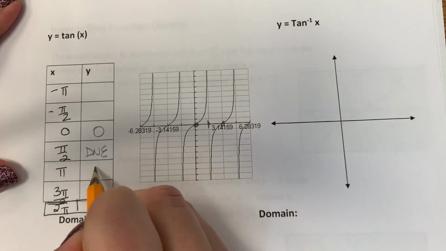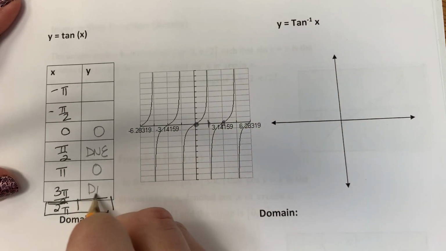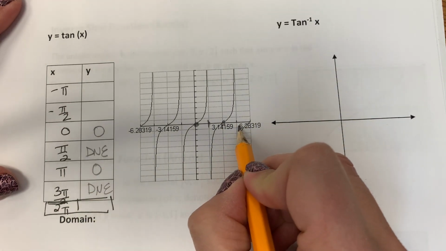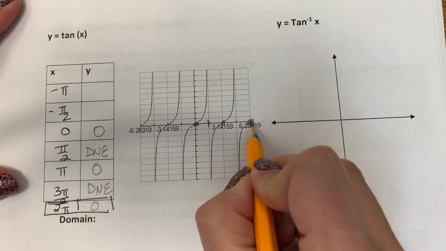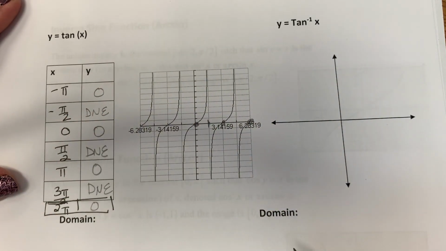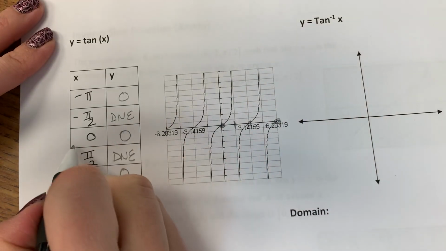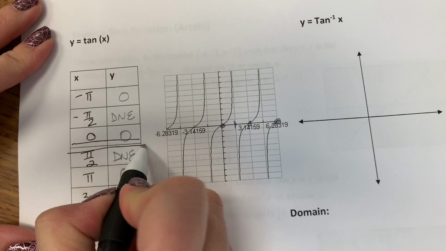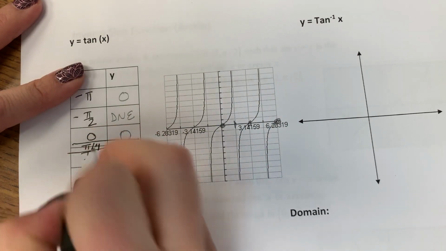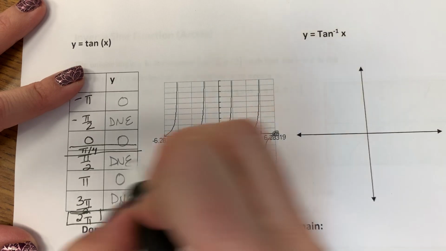At pi, we got 0 again. At 3 pi over 2 is another vertical asymptote. 2 pi is at 0. Going backwards, we got the same. Let's put some pi over 4s in here. Let's squeeze one in. So at pi over 4, which is right here, the tangent value is 1.